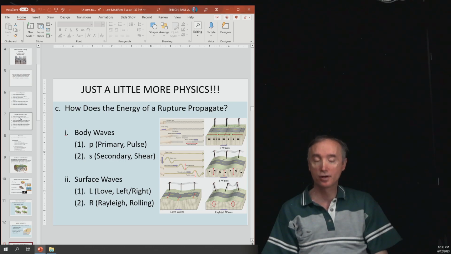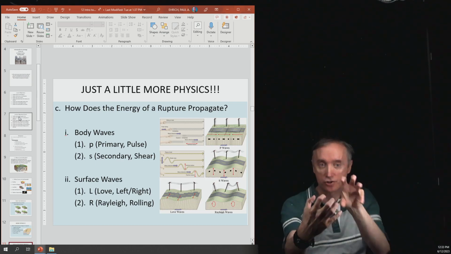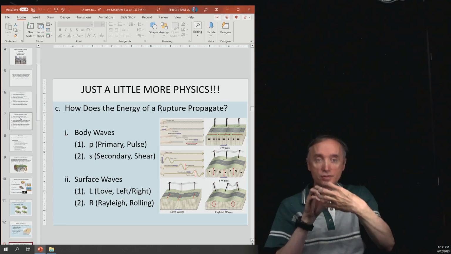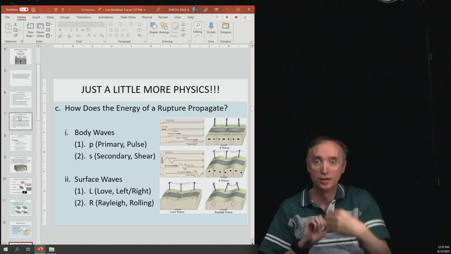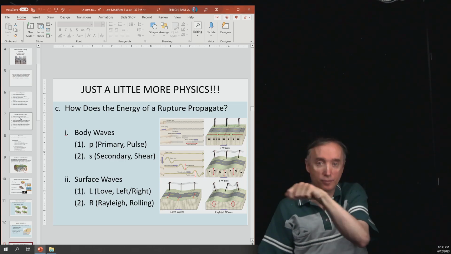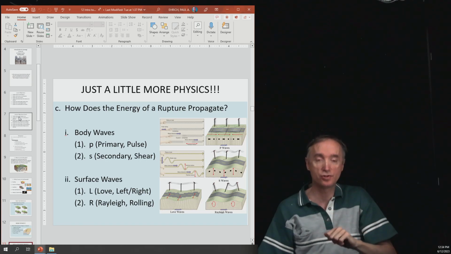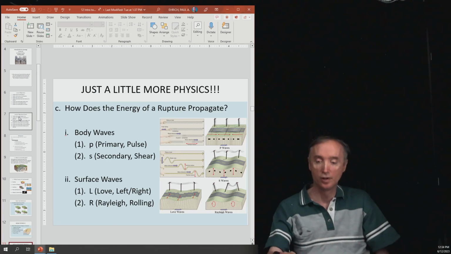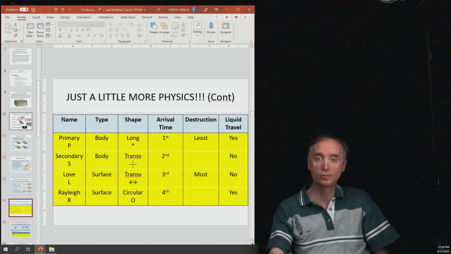The P waves are going to make a pulse. So if you take a slinky and you give it a shove, then the pulse is going to travel down the slinky. So that's a P wave. And then if you take the slinky and you move it back and forth like this, that's a shear wave. So all of this information is summarized here.